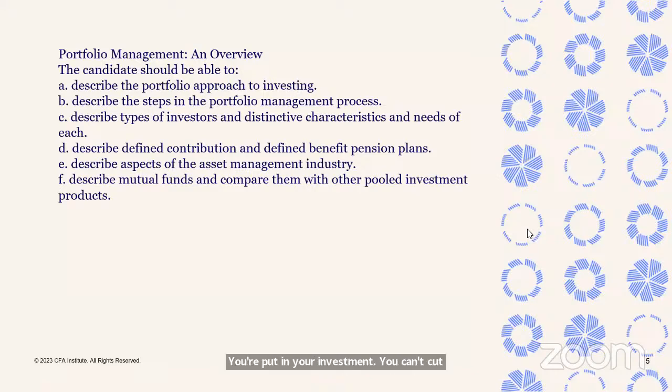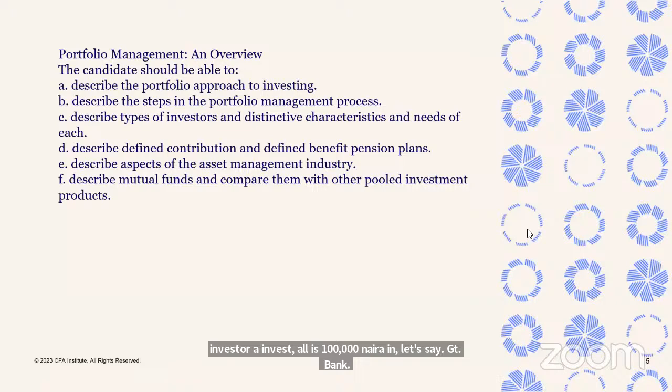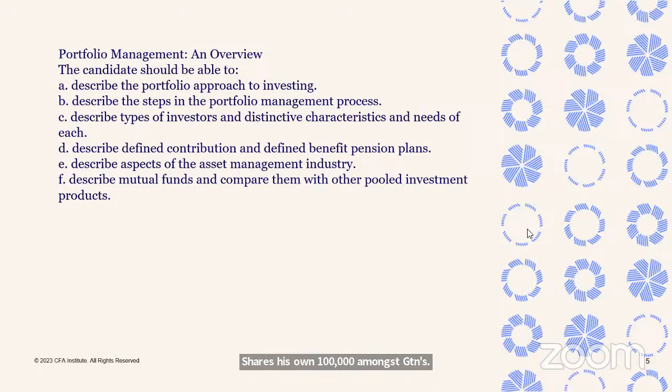It's still a silo. For instance, if we have 2 investors, investor A and investor B, and both have 100,000 naira to invest. If investor A invests all his 100,000 naira in, let's say, GT Bank, and investor B shares his 100,000 amongst GT, Zenith, Access, UBA, both of them still have one investment, because whatever happens to one bank happens to all. So for you to have a portfolio approach to investing, you need to diversify your risk. And the only way you can diversify your risk is to pick assets that have low correlation with one another. That is when you can say that you have a portfolio.